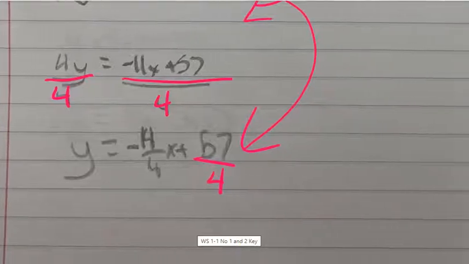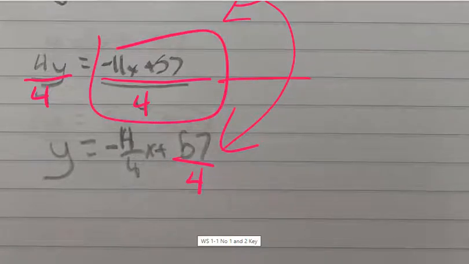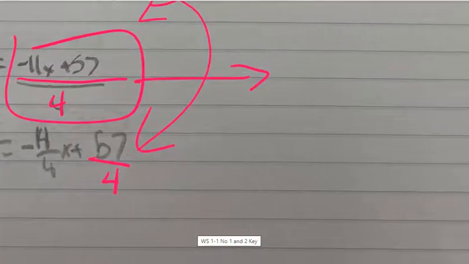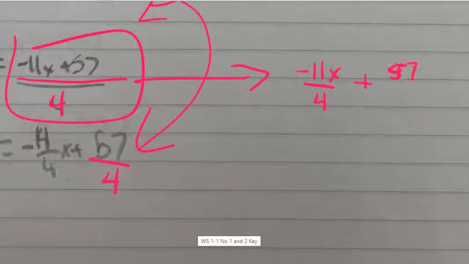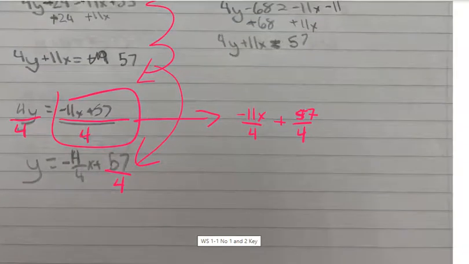And what I like to do on this step right here is, instead of writing it that way, write the negative 11x over 4, and then plus, just separate them, 57 over 4. And then that way you make sure to not make that mistake, because that's a common mistake.